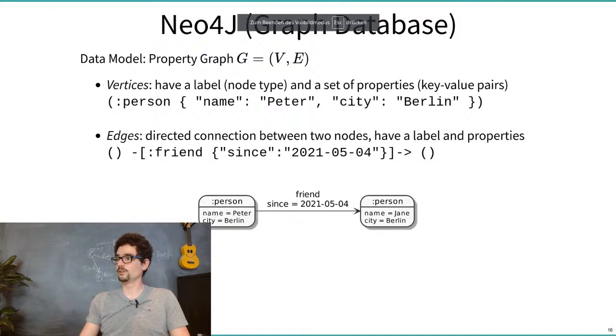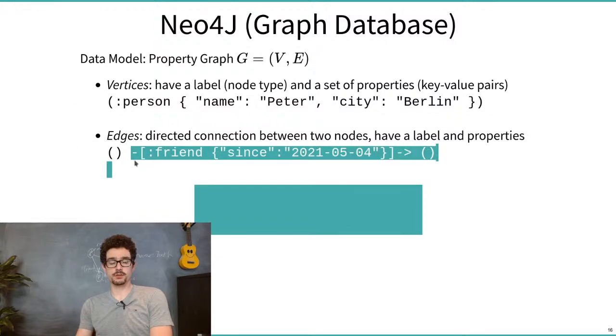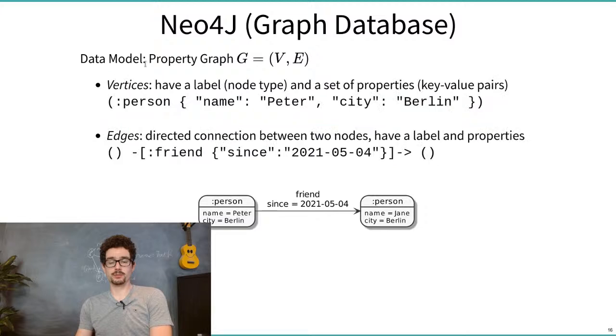So Neo4j is a graph database. Did you understand the data model concept of property graphs? Vertices, edges, both have a label, both have properties. Edges connect two vertices and edges are directed.